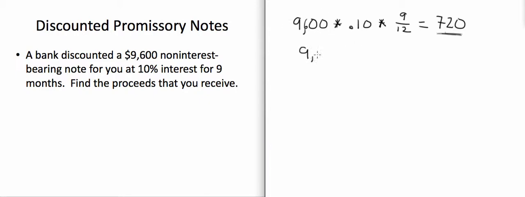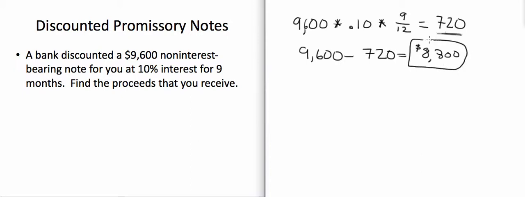So that means we're going to take $9,600 and subtract out 720, which means you'll only receive $8,800. All right, so that's all you receive for your loan, $8,800. So this is your proceeds. But when you pay this back, you will have to pay back the full $9,600.